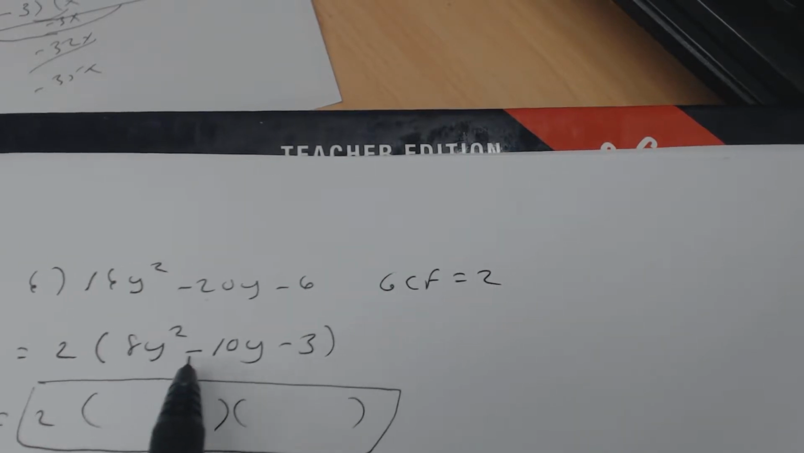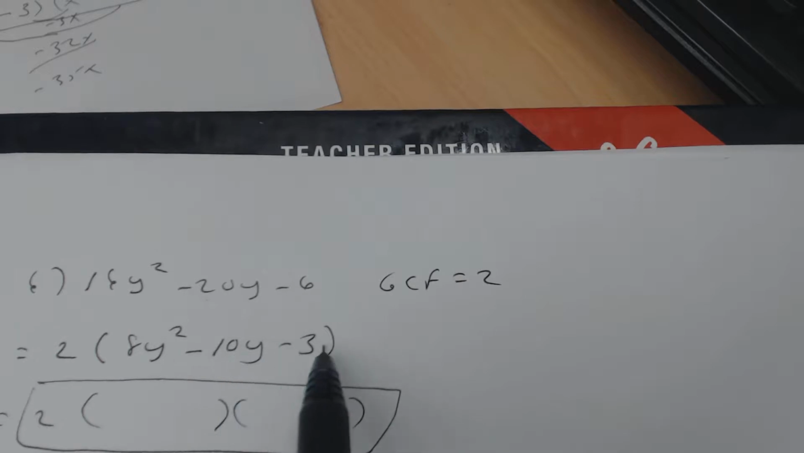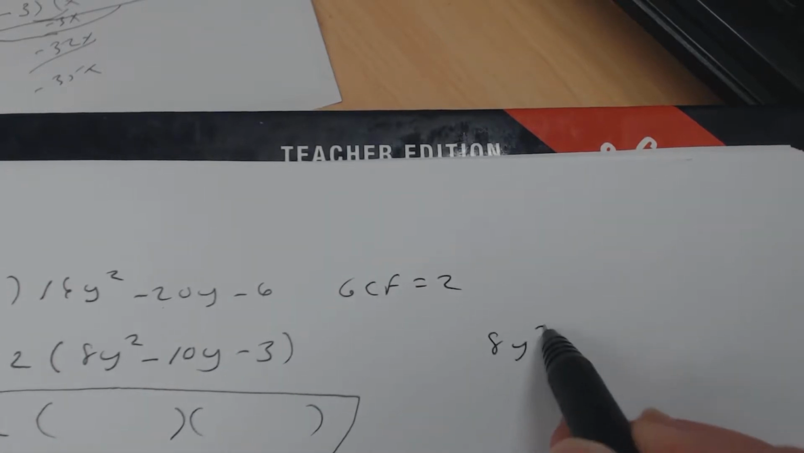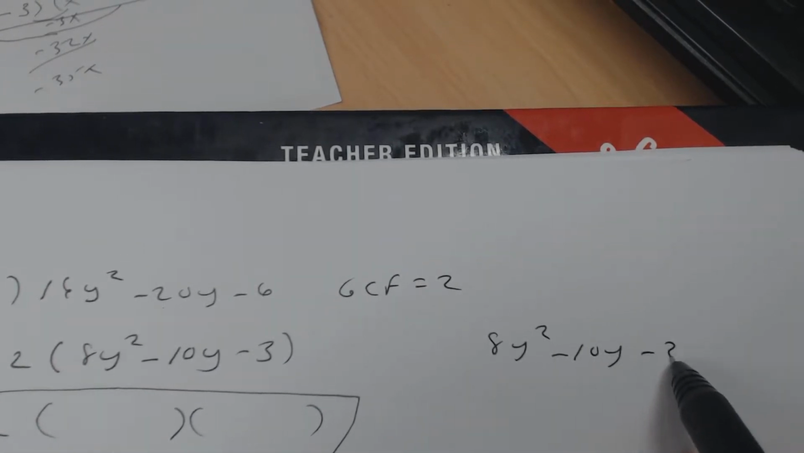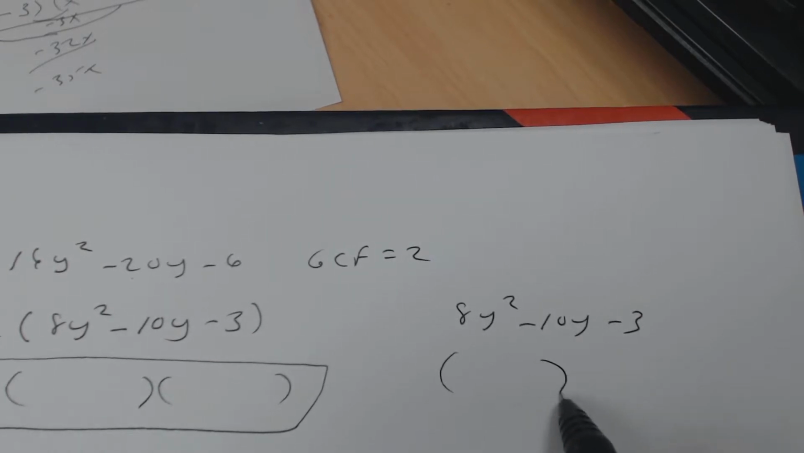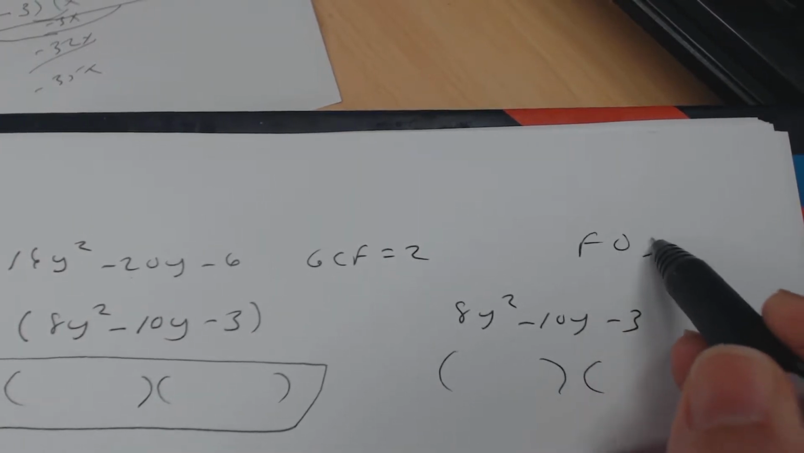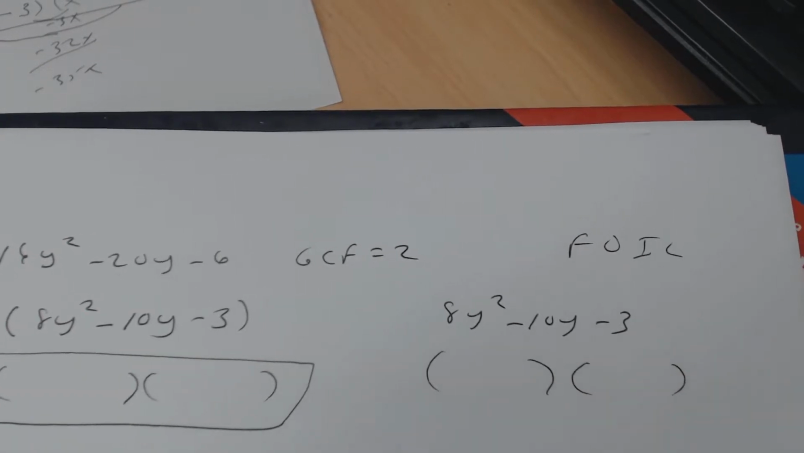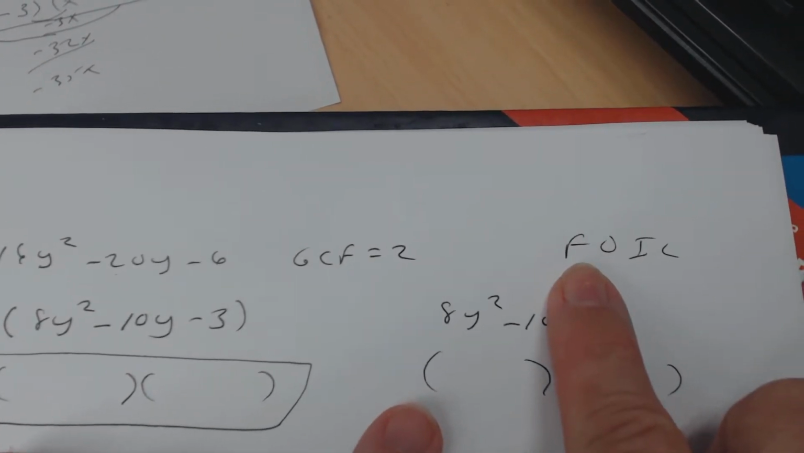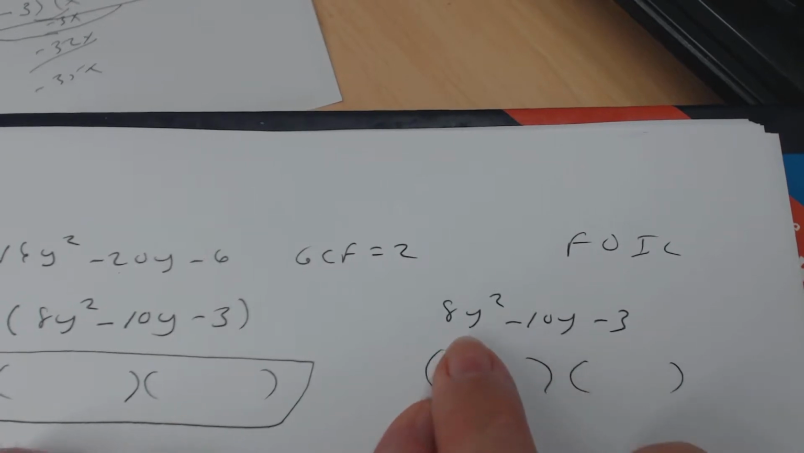All right, so let's go off to the side here and rewrite this trinomial. So 8y squared minus 10y minus 3. And then the 2 binomials. And again, we're going to use FOIL to help us. All right, FOIL and trial and error. Okay, so let's do the F first. So first times first is going to be 8y squared.